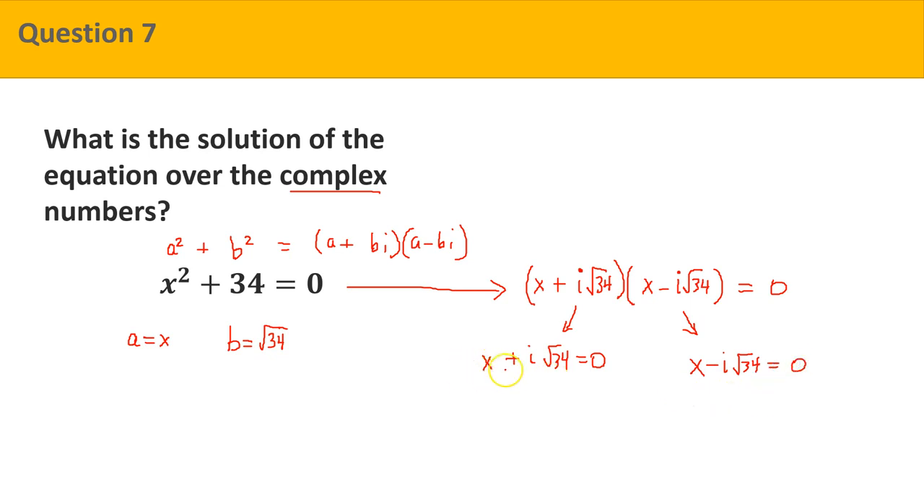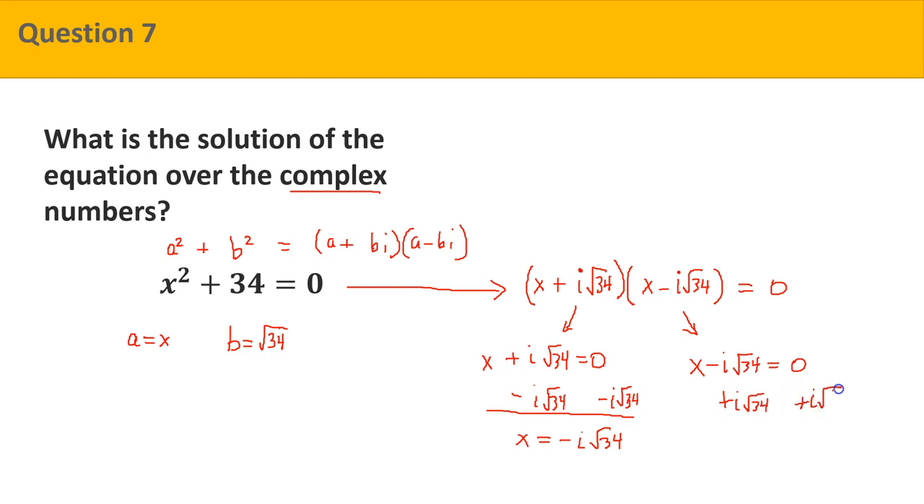So what we're going to do now is solve for x by moving this term over to the right side, subtracting i square root of 34 from both sides. So minus i square root of 34 on both sides. So we get x equals negative i square root of 34. So we do the same thing here. We add i square root of 34 on both sides.